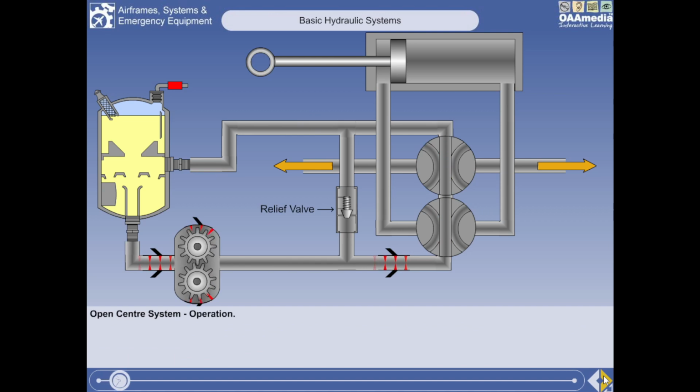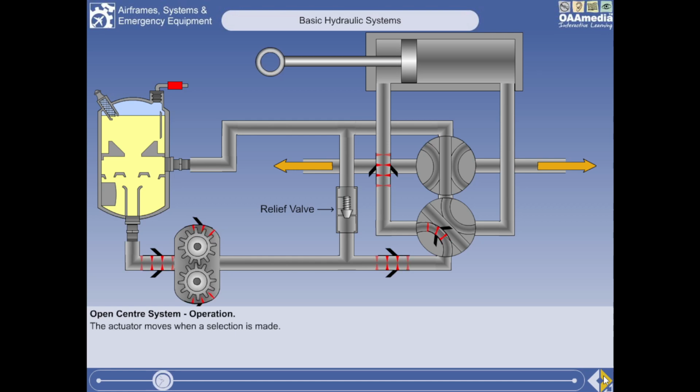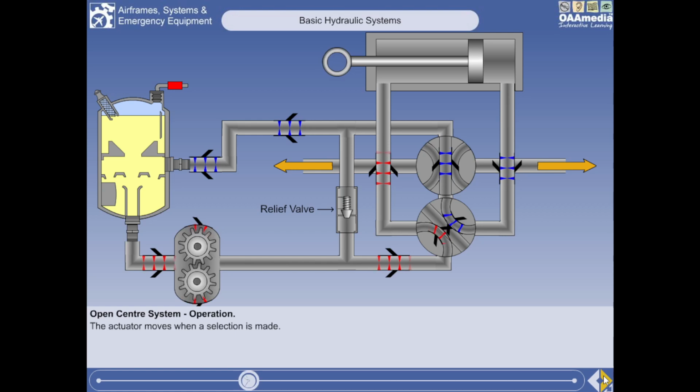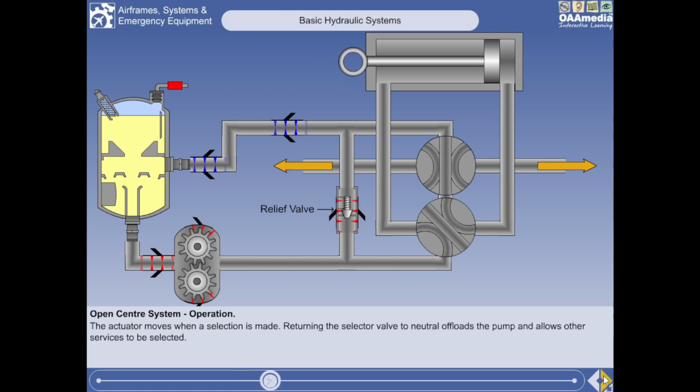On selection of a user system, the fluid is directed to the actuator, which will move. The fluid from the other side of the actuator will return to the reservoir via the central port of the second selector. When the actuator reaches the end of its travel, the selector is returned to neutral in order to offload the pump and allow other services to be selected. The relief valve will relieve excess pressure if the selector is not returned to its neutral position.